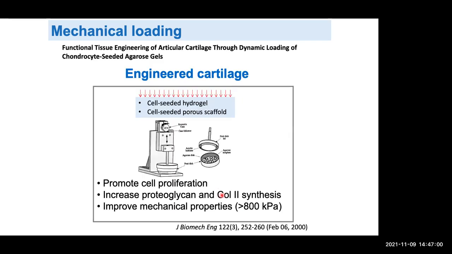So they have this concept and apply the mechanical loading to engineered cartilage tissue. What they did is they make cell-seeded agarose or cell-seeded scaffold. Agarose is a hydrogel. I mean, put the cells inside the hydrogel or inside the porous scaffold, and they apply the force, just going up and down. You will see this picture looks like a plunger, the white tiny one with the rods here.